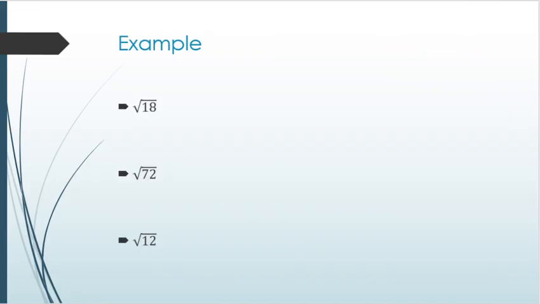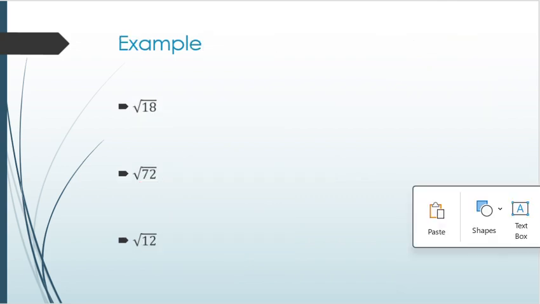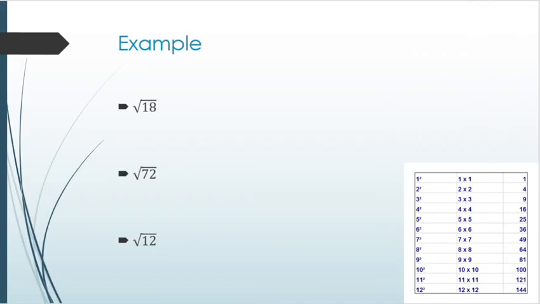I'll just do some examples here. I have square root of 18. I am going to try and find factors such that I have a perfect square number. So I'm going to have 18 here. 18 can actually be split up into 9 and 2, because I know from my 9 times tables that 9 times 2 equals 18.